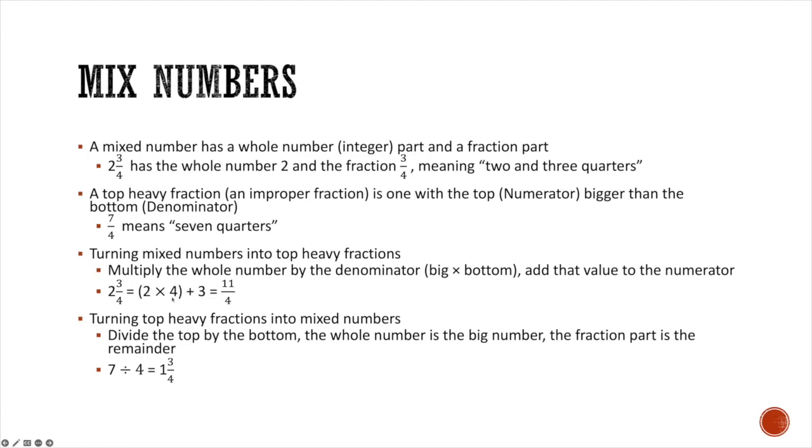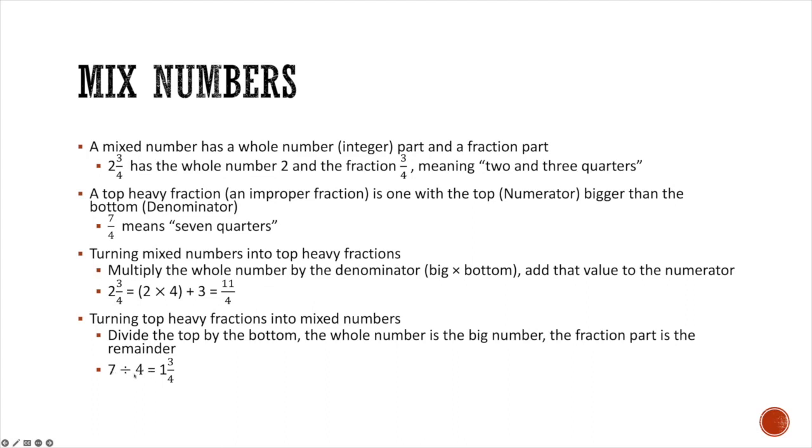So 2 into 4, 8 plus 3 is 11. We can write 11/4. This is an improper fraction. Here the numerator is bigger than the denominator. If a top-heavy fraction is given, we can convert it into a mixed number.